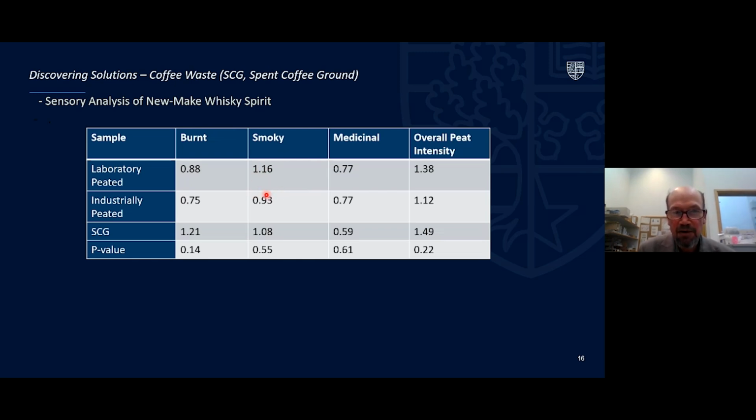And you can see that there's a great deal of similarity between the spirits here. But the only one that's well out of kilter is this 1.21 here in the case of the coffee ground, which is significantly higher than the laboratory and industrially peated. Now, you don't really need to know what these numbers mean. All you should understand is that there's a big difference compared with the numbers in the other columns. That reflects this extra burnt, rather acrid flavor that comes from the presence of these pyridines and furans in the coffee spirit that isn't present in the peated spirit.